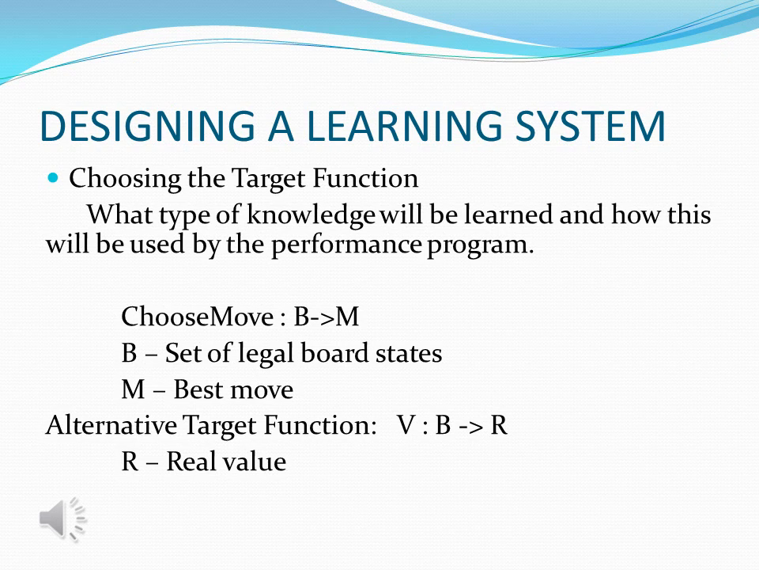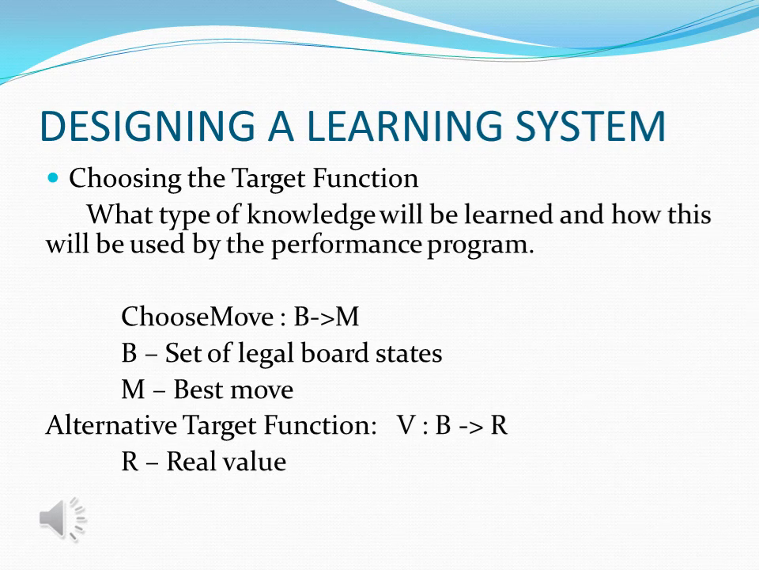The next design choice is to determine exactly what type of knowledge will be learned and how this will be used by the performance program. This leads to choosing the correct target function. For example, in the board game, the target function is selecting the best move from all existing moves. ChooseMove is B implies M, where B is the set of legal board moves, and M is the best move.